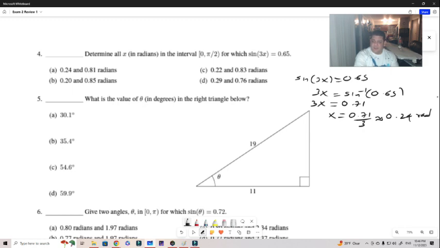So now this is less than pi over 2, because pi over 2 is 1.5, right? So this is far from there.